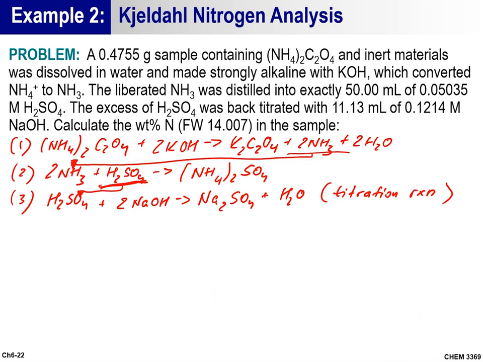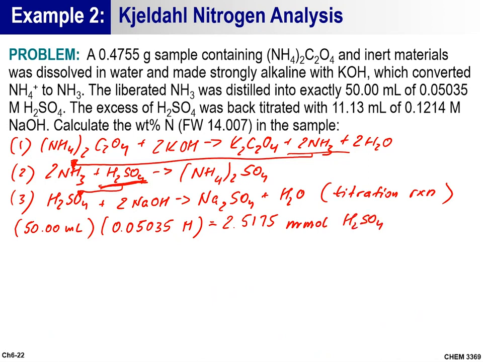And then we can use the stoichiometry of this reaction to calculate actually the number of moles of ammonia that was originally present. Okay? So the total H2SO4, we added 50 milliliters of 0.5035 molar H2SO4, right? So we had initially or originally 2.5175, and this is again millimoles of H2SO4, okay?